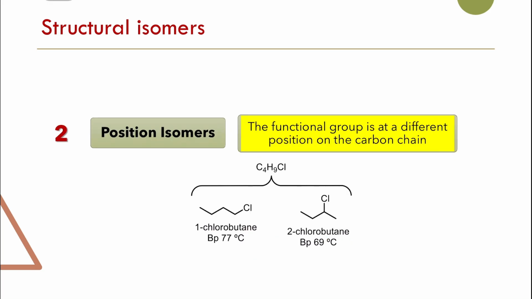And then there is something called position isomers. The second class is called position isomers. From the name position, that means there is a certain functional group, and the position of the functional group is different.